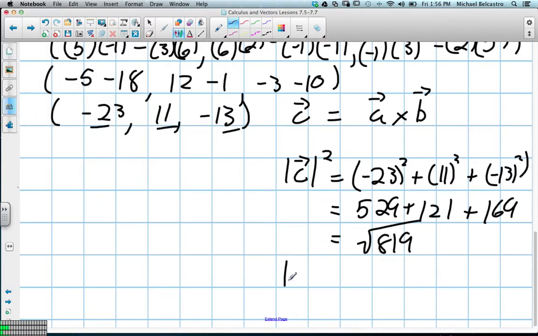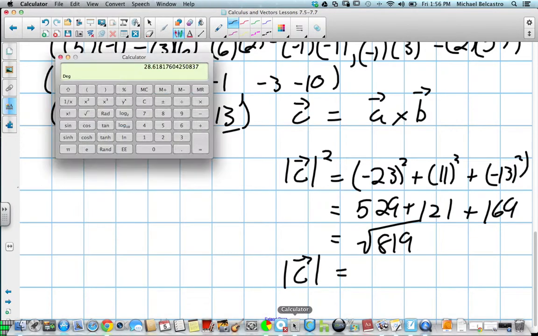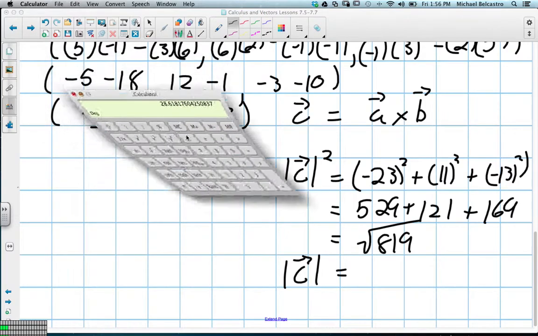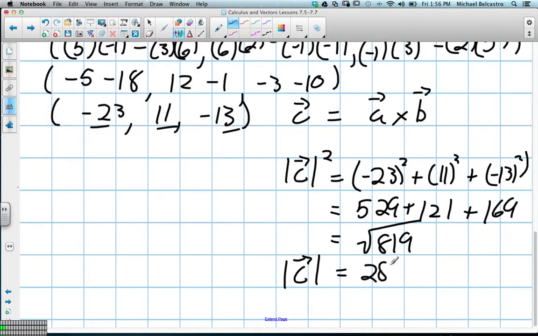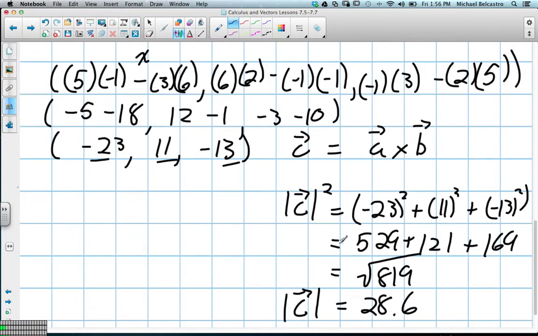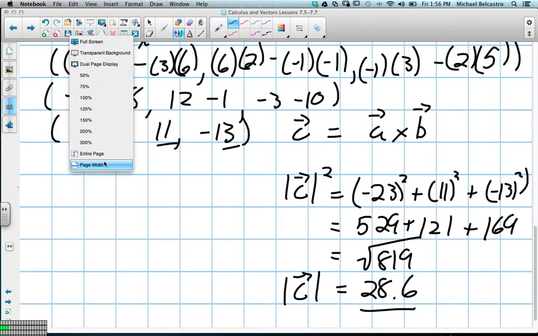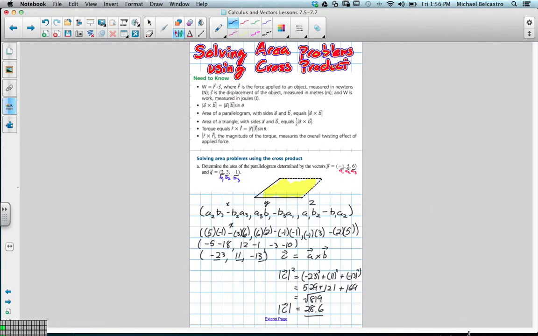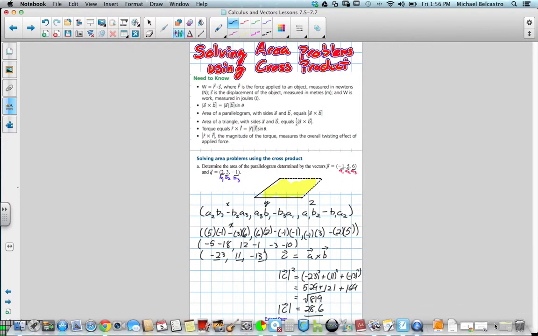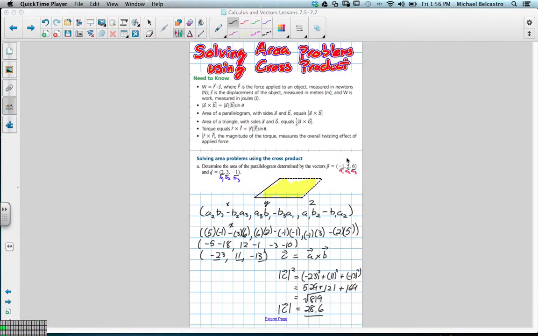The square root of 819. So the magnitude of C is not exactly 28. Let's say it rounds to 28.6. Okay. So the area of this parallelogram is 28.6 units. Okay. Yes, if you're going to talk about 2 dimensions, you could say units squared.